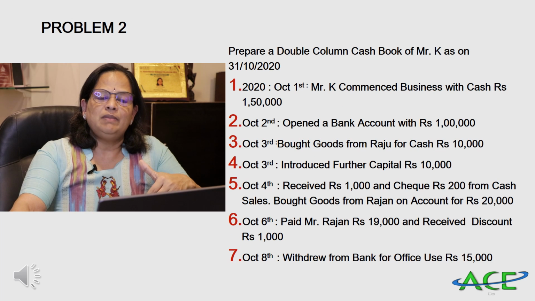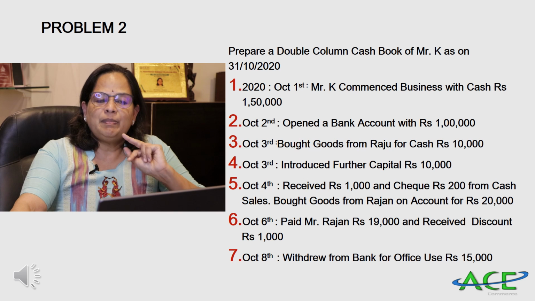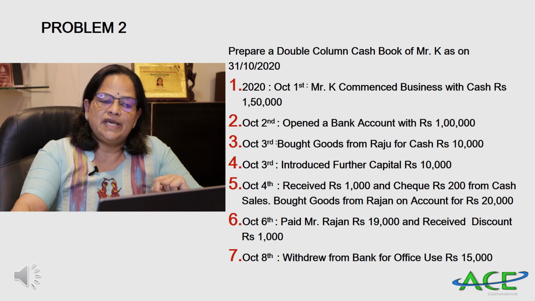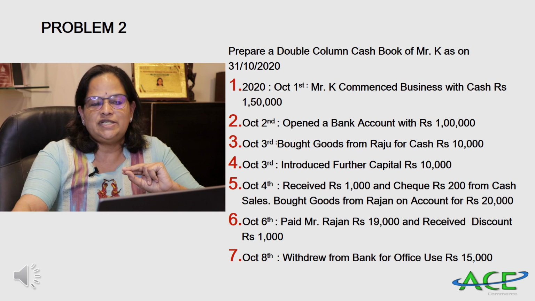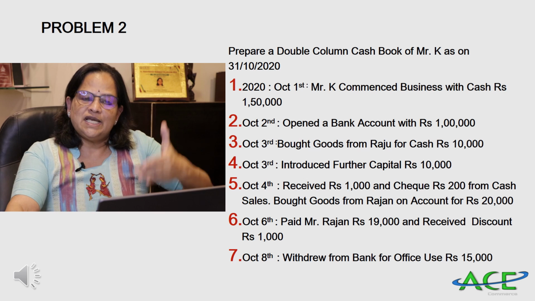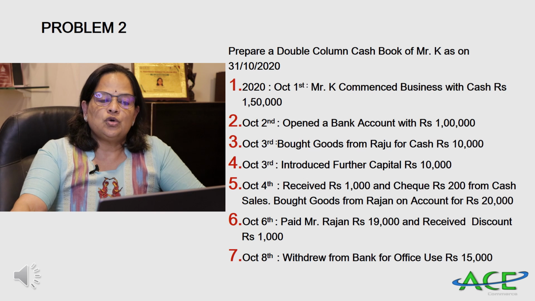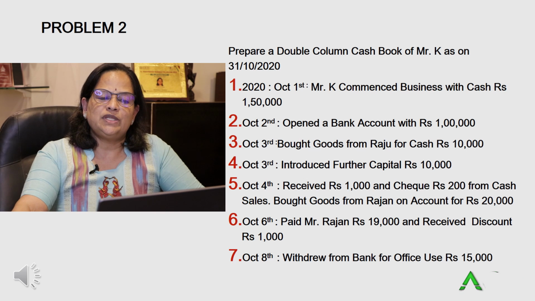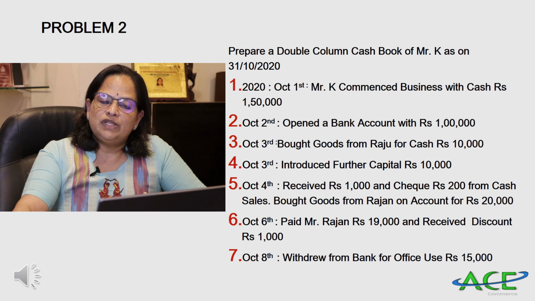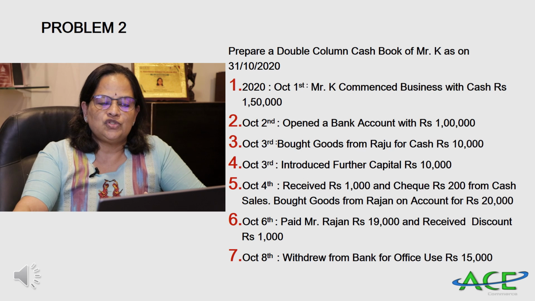Now, second problem for a double column cash book. Prepare a double column cash book of Mr. K as on 31/10/2020. These are the transactions for the month of October. October 1st, K commenced business with cash rupees 1,50,000. Second, he opened a bank account with 1 lakh. Third, bought goods from Raju for cash 10,000.